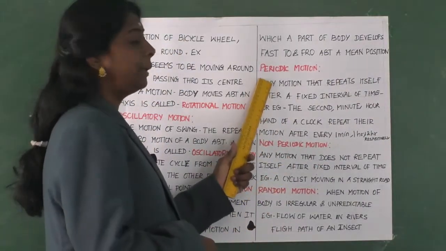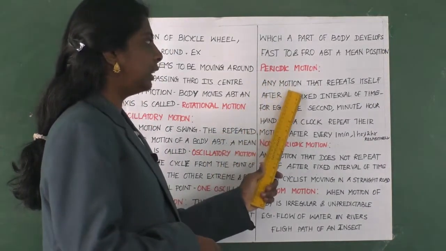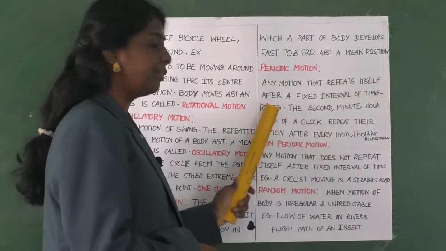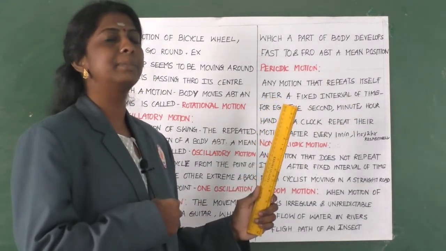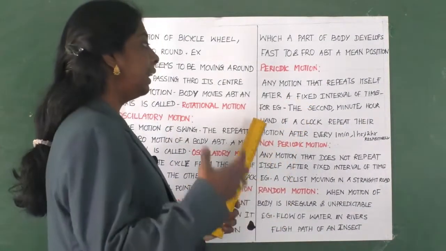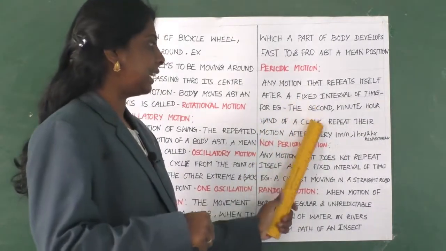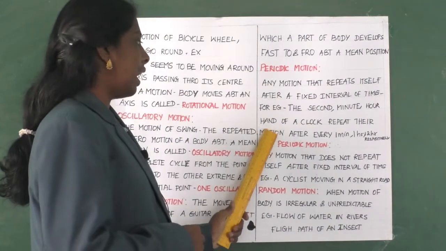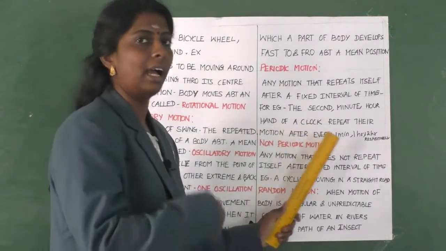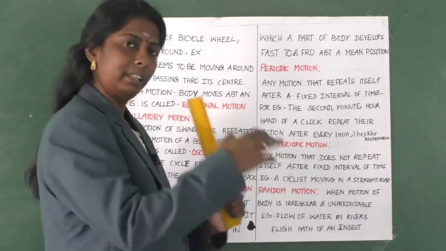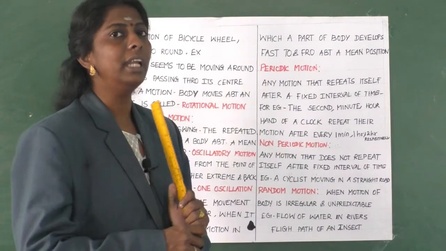Then the next thing is about periodic motion. What is that? Periodic motion. Any motion that repeats itself after a fixed interval of time is said to be periodic motion. For example, a clock: the second, minute and hour hands of a clock repeat their motion after every 1 minute, 1 hour and 12 hours respectively. Periodically it keeps on changing as such, is that not? So that's what is said to be periodic motion.